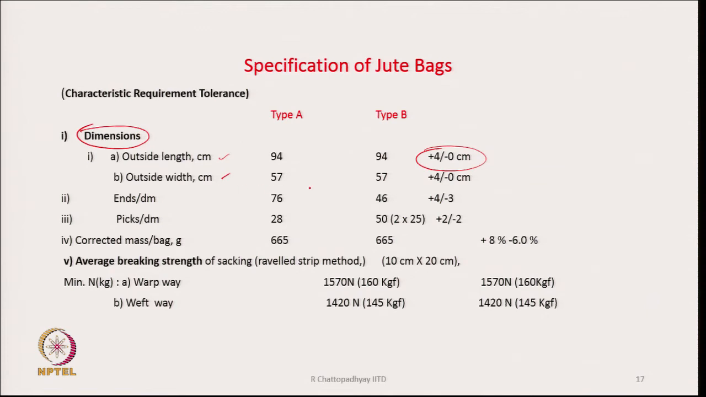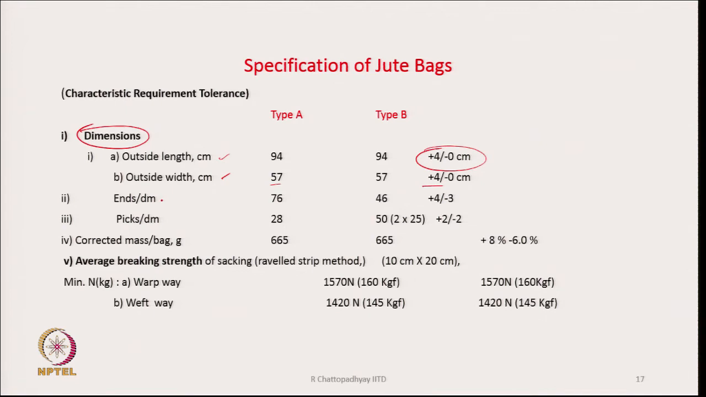Similarly, for the outside width, it is given 57 plus 4, that means it can go up to 61. Anything between 57 to 61 will be acceptable, but it should not be less than 57. So, they are basically in a way lower bound specifications.